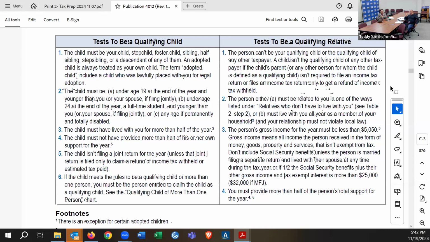So even though the answer should be obvious, we're going to start under the test to be a qualifying child column, because that is where we always start. Is Manny Cat's child, stepchild, foster child, sibling, half-sibling, step-sibling, or a descendant of any of them? No, right? Cat's dad is her dad, not her kid. This is not Alabama, after all. So we fail qualifying child instantaneously. Therefore, we hop over into the qualifying relative column. Can Manny be anyone's qualifying child at all?